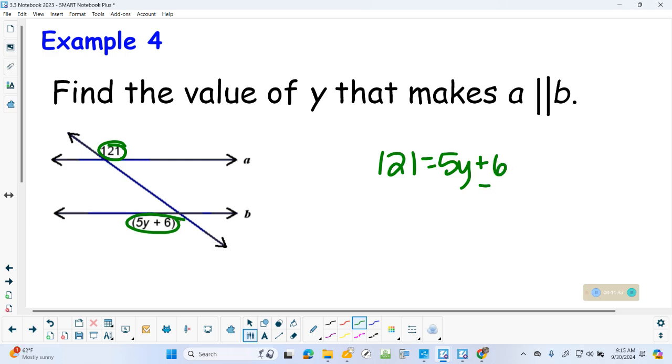Okay, we're going to solve for y. We're going to subtract off 6. We'll be down to 115 over there. Here, of course, you would need your calculators. I'm going to get the calculator out. How many times does 5 go into 115? 23. Perfect.